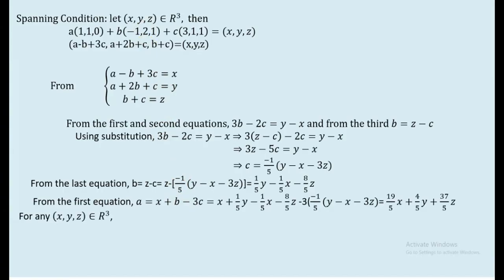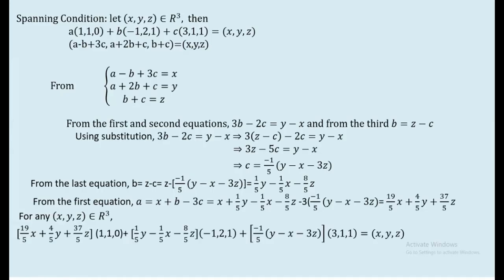So for any x, y, z, an element of R cubed, we can write that x, y, z in terms of a, b, c: a times (1, 1, 0) plus b times (minus 1, 2, 1) and c times (3, 1, 1), as you see like this. I just have substituted the obtained a, b, c values in place of a, b, c. Nothing else is done. Hence, from these two conditions, we can say that this is a base.